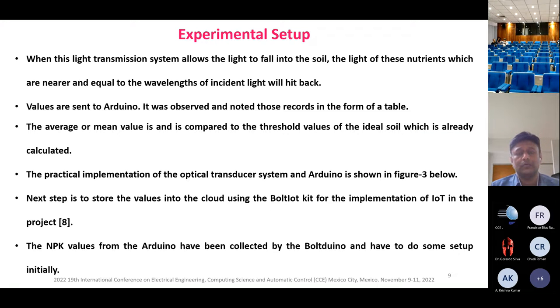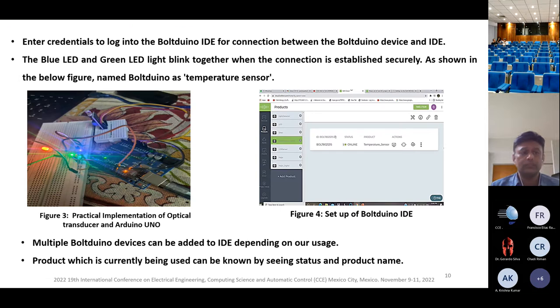The methodology I just described; coming to the experimental setup, if you see the diagram, this is the practical implementation of optical transducers, and an Arduino UNO is connected. It's an open source electronics tool we can use for interfacing our optical transducer with the Arduino IDE, integrated development environment. Here, after entering the credentials, we can log into this Arduino IDE for the connection between the Arduino device and the IDE.